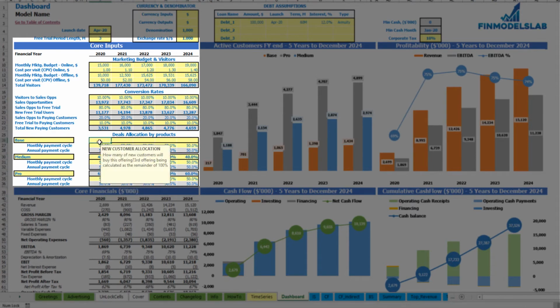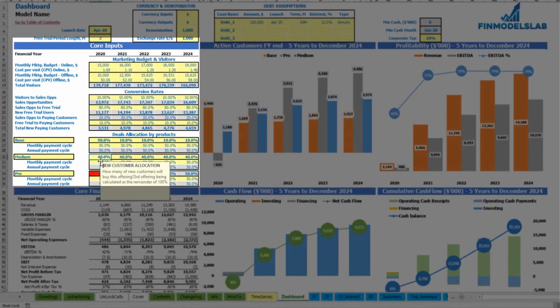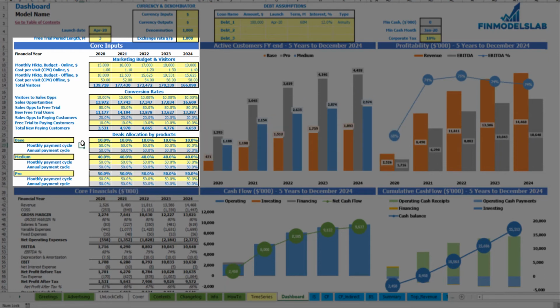If you need all of them, you can input 10%, for example, for Base, plus 40% for Medium, and another 50% will be allocated to Pro. These percentages are changeable across the years. If you make a mistake, for example, 90% to Base and 40% to Medium, you'll have minus 30, and this is in red color, which means that something is wrong here. Because 100% minus 90, minus 40, is minus 30%, which doesn't make sense, so you need to change something here, and it will show the gray color.